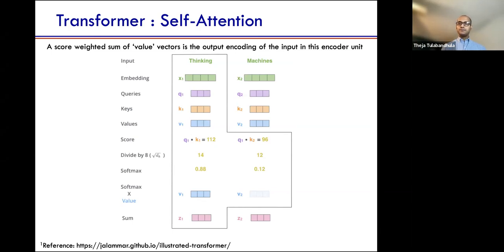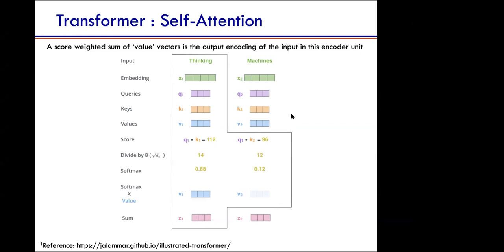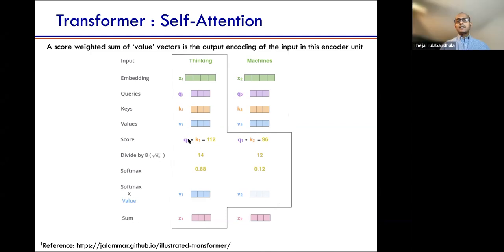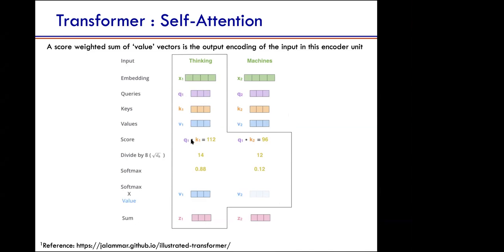Any questions here? Professor, this Q1 and K1 is element-wise multiplication or a matrix multiplication? It's an inner product. I didn't write it properly here. It's just an inner product: element-wise multiplication, and sum it up. Okay, thank you.